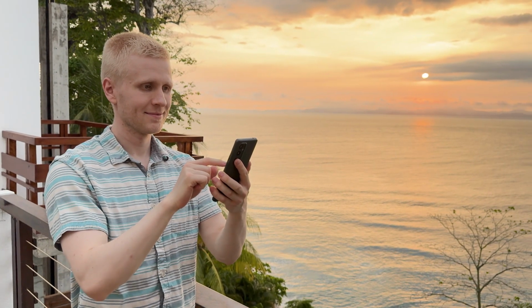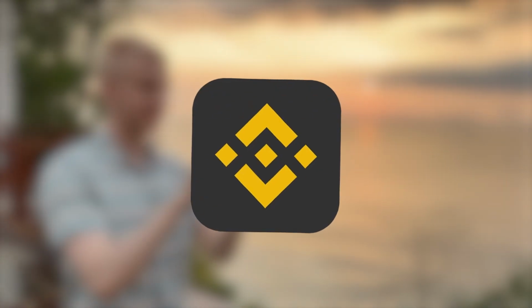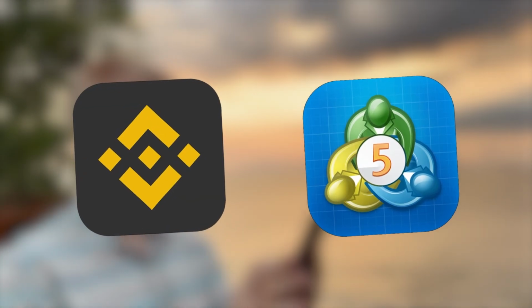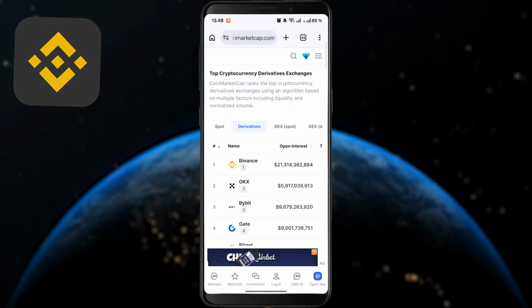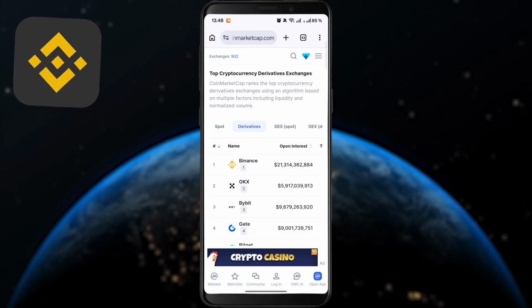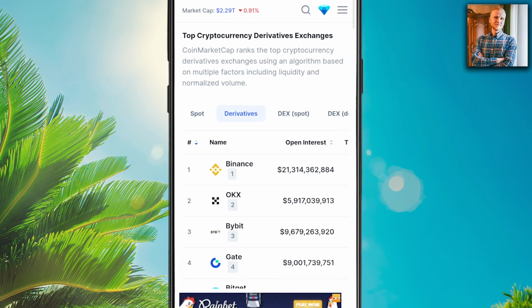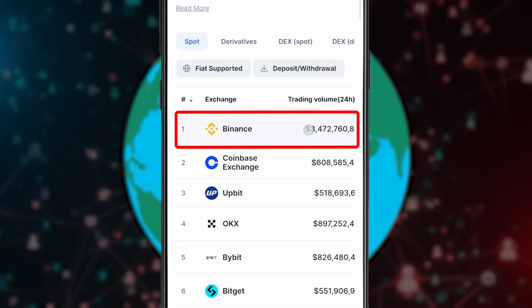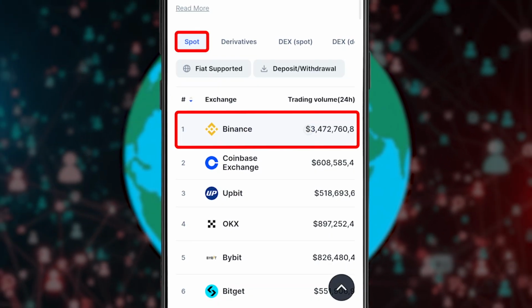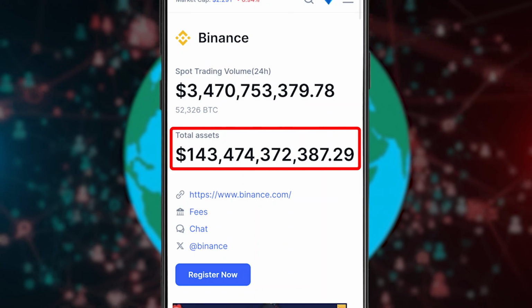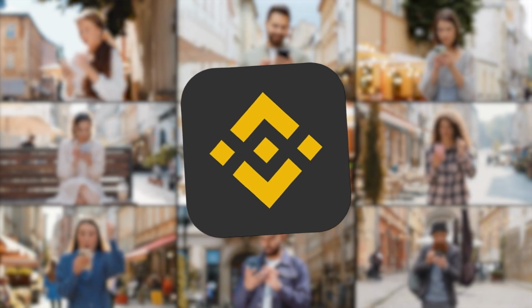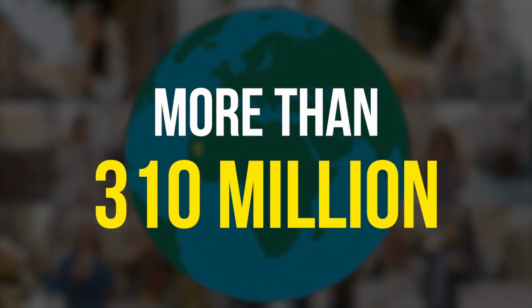And first, let me give you a little bit of background of Binance and MetaTrader 5 so you will understand what these apps and platforms are all about. Binance is the #1 ranked crypto trading platform in the world by multiple metrics. You can see here that according to derivatives trading volume, it's #1 by far. It's also an easy winner according to the spot trading volume. It's also the biggest crypto platform in the world according to total assets under management. And of course, with number of users, it's also #1 with more than 310 million users all around the world.